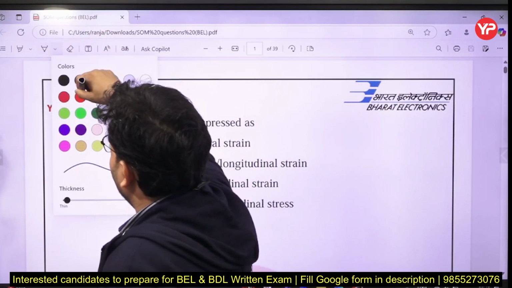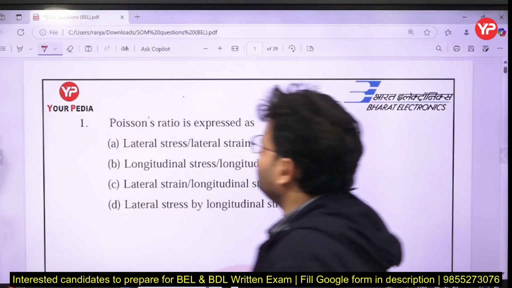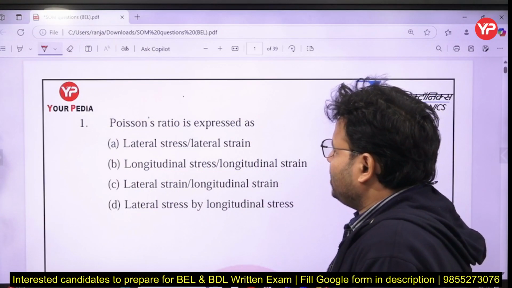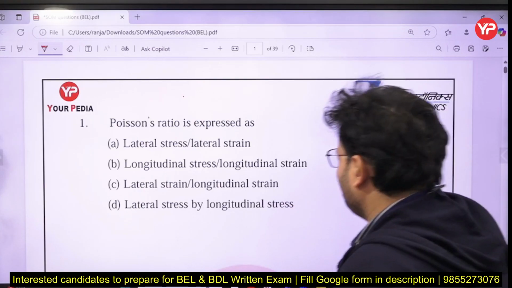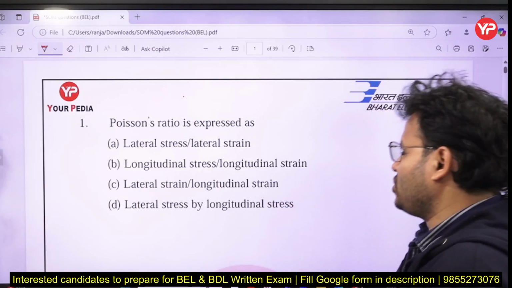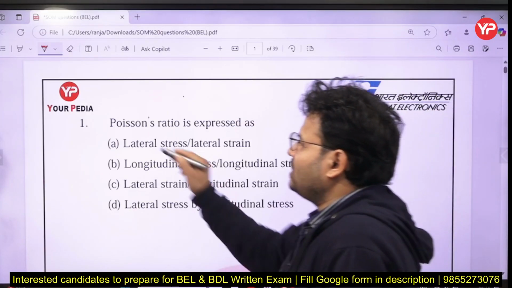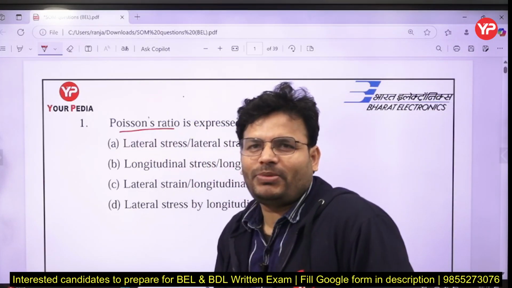The first question on your screen is: Poisson ratio is expressed as lateral strain upon longitudinal, longitudinal stress upon longitudinal strain, lateral strain upon longitudinal strain, or lateral stress by longitudinal stress. So what can be the answer? Poisson ratio, my dear friends. So what do you mean by Poisson ratio?